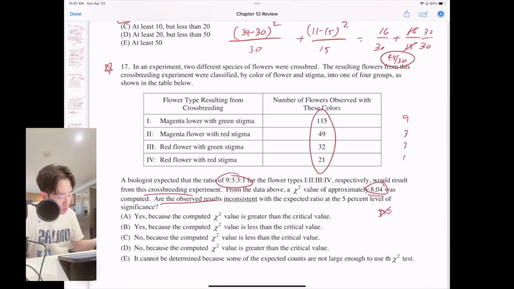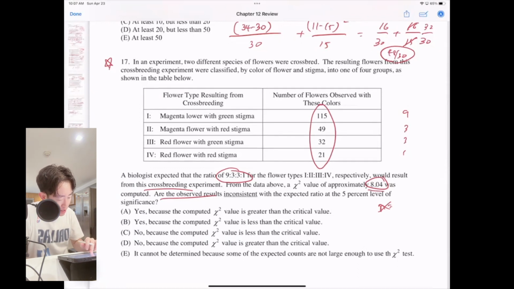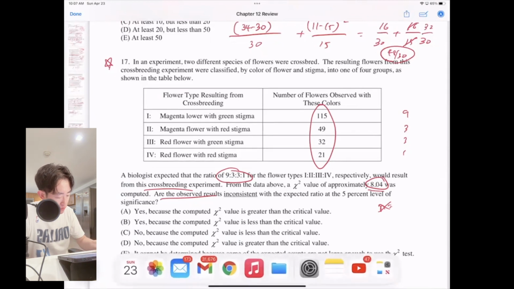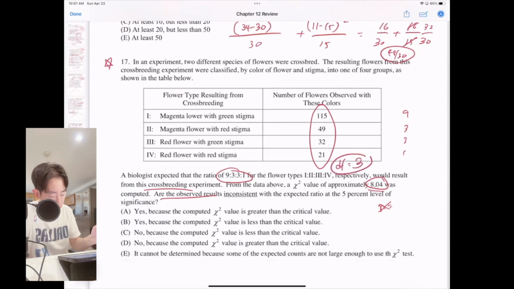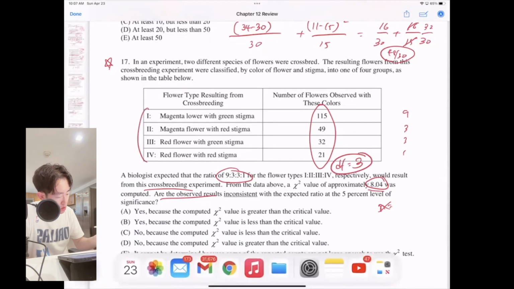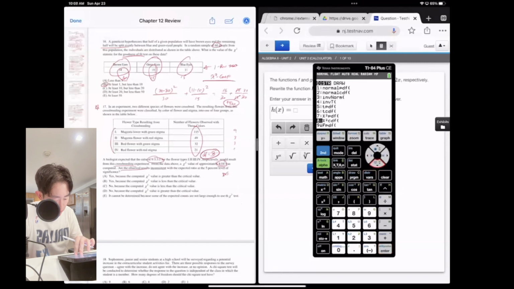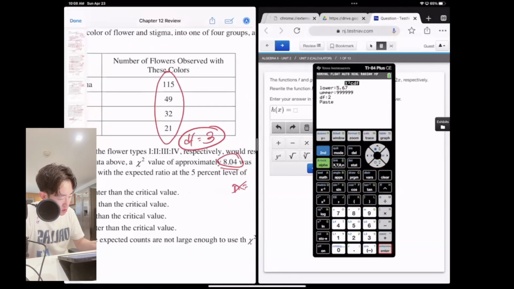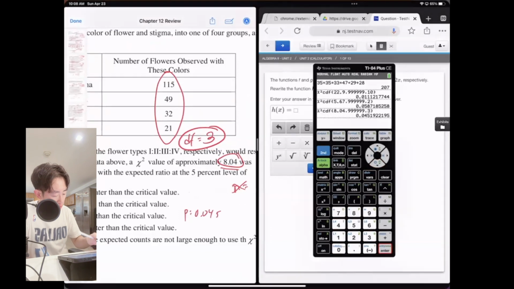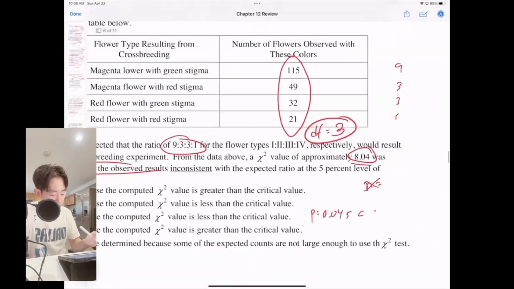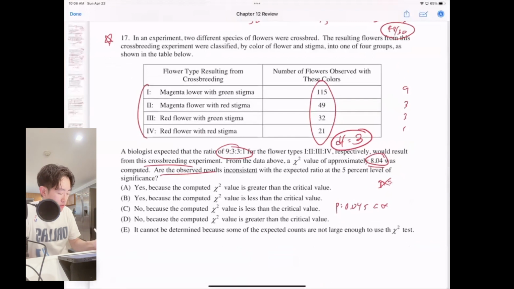So what's really important is that we get the p-value. Let's find out what the p-value is, with the degrees of freedom being 3 here because we have 4 categories minus 1. So second vars, and then we're going to go to chi-squared CDF, 8.04, and then degrees of freedom of 3. And so the p-value seems to be 0.045. Now, with the alpha level of 5%, that is definitely less than alpha. So we are basically rejecting the null hypothesis.